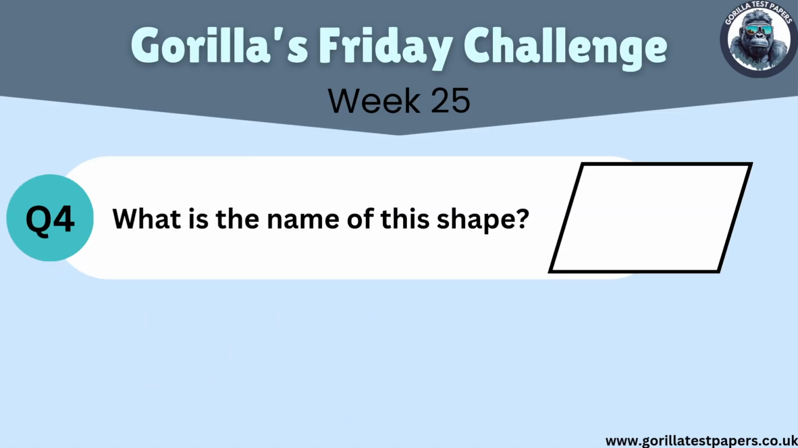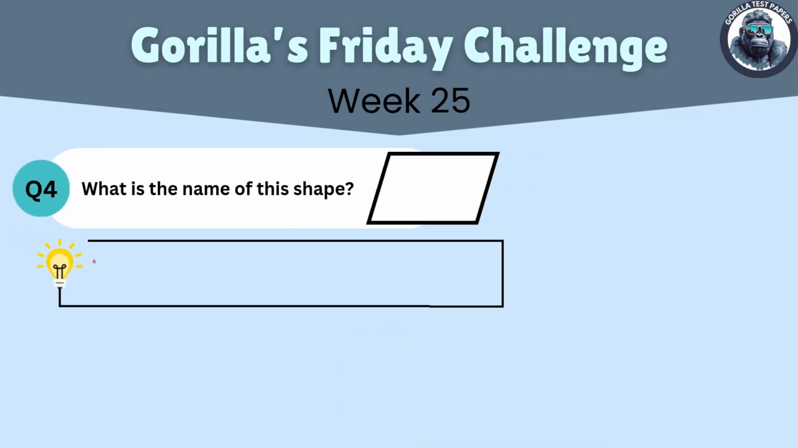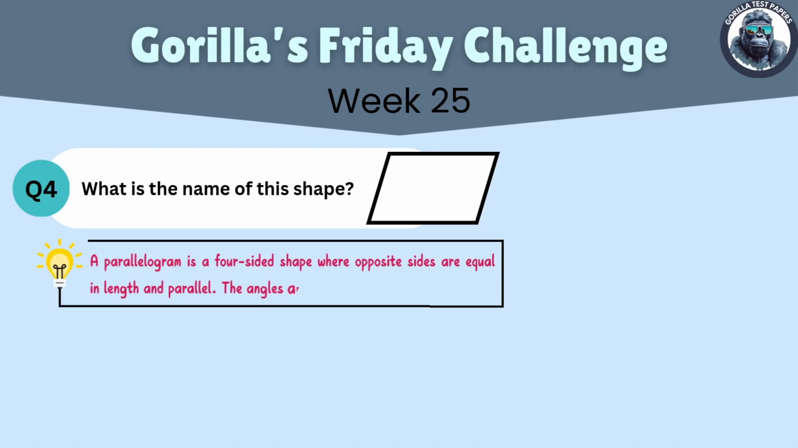This is the fourth question of the week. The question asks, what is the name of this shape? Pause the video now to try the question yourself. Alright, let's get into it. The learning point for this question is that a parallelogram is a 4-sided shape where opposite sides are equal in length and parallel. The angles are not all necessarily right angles.